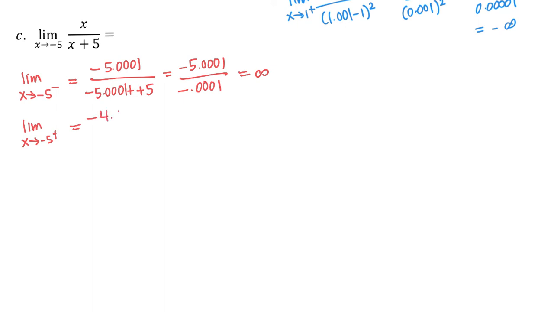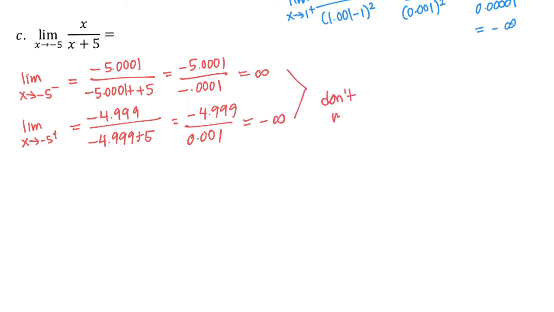So negative 4.999. Okay, let's see. I'm going to have negative 5 divided by like a positive 0, which is going to give me negative infinity. Since these don't match, then in this case, the limit does not exist. Technically, in part B, it also didn't exist, but because I could give a good description for it, I still indicated it as negative infinity because that was more informative than does not exist.